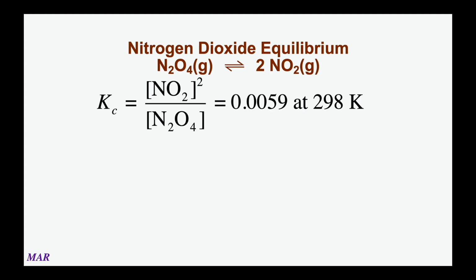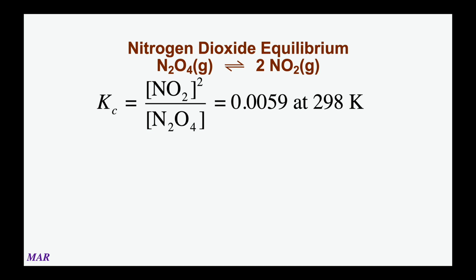In this reaction, N2O4 going to NO2 has been studied. Notice the stoichiometry of 2. K is 0.0059 at room temperature. Now this K is much less than 1, okay? And K less than 1 means more reactant than product. So at this equilibrium constant value, you would expect more N2O4, the reactant, than you would NO2. And that's kind of a cool thing.